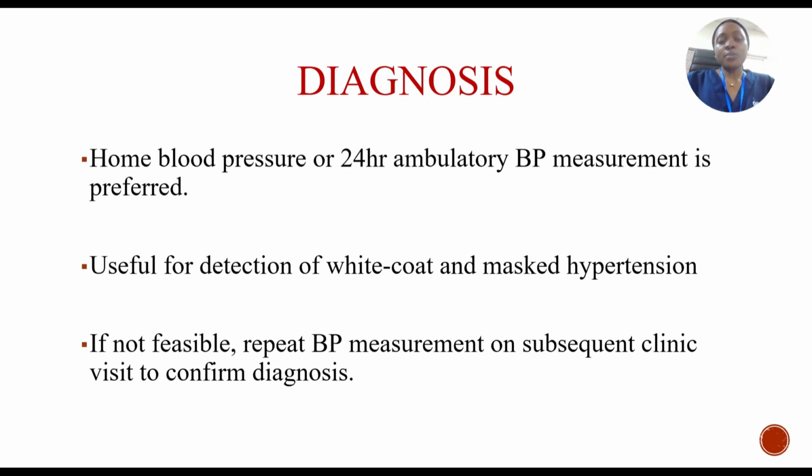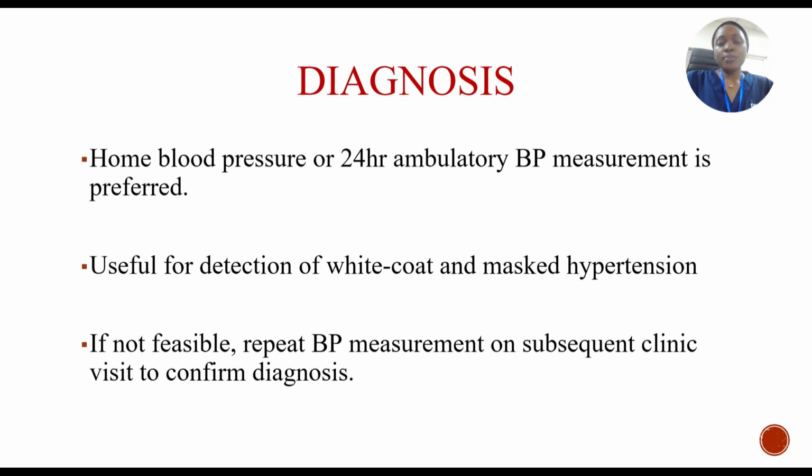Home blood pressure monitoring, on the other hand, if a patient finds that they have elevated blood pressure, if it's between 120 to 139, or if they find that it's more than 140, they'll be advised to take morning and evening readings of their blood pressure. And then we'll take an average of those readings and use that to diagnose hypertension.